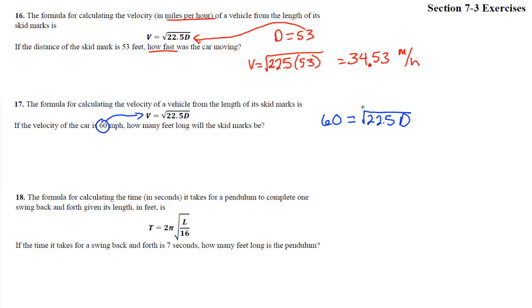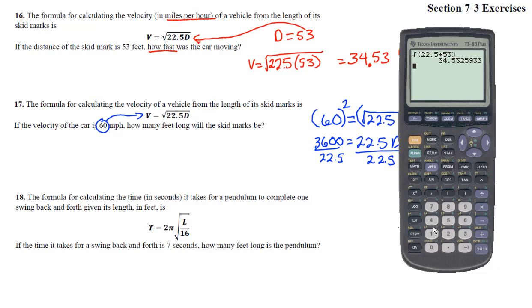So how do we solve it? Well, the square root's by itself. Let's undo the square root by squaring both sides. And we get 3,600 equals 22.5d. And that's really the whole thing: we now have the d out from underneath the square root, because squaring both sides gets rid of a square root. So divide by 22.5, and the distance that we get is going to be, punch that into the calculator.